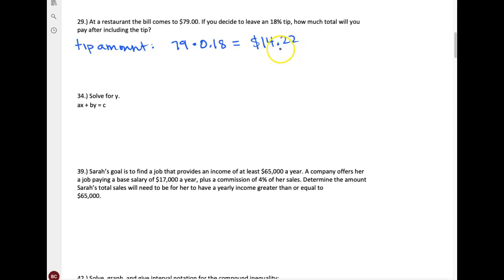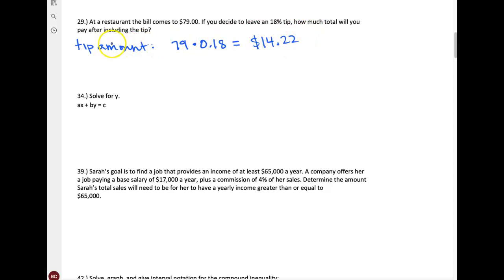$14.22. And make sure that you're looking to see if the question is asking you to round to a certain place value. That's one of the things where students tend to make just a little mistake that makes a huge difference on your answer. So write yourself a note somewhere and remember to really pay close attention if it's asking you to round it. Okay. All right. So that's the tip amount.